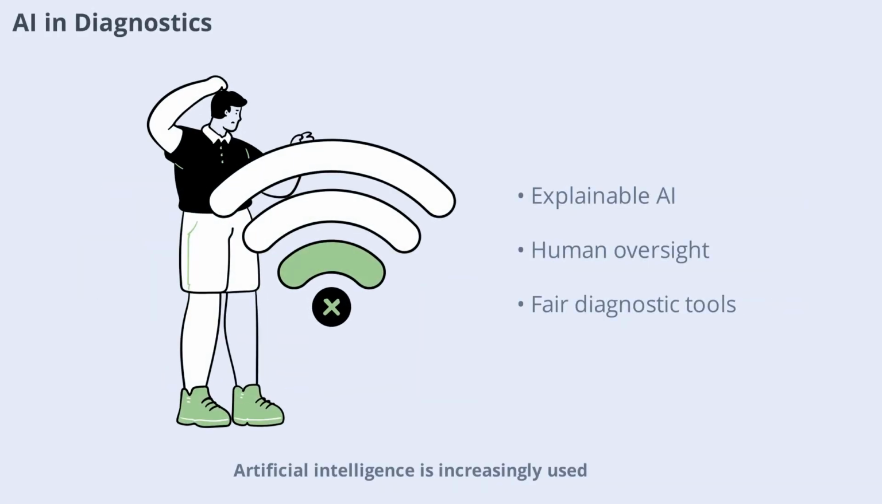Artificial intelligence is increasingly used to diagnose diseases and recommend treatments. While AI can improve accuracy and efficiency, it also raises concerns about transparency, bias, and accountability. Ethical AI in diagnostics means ensuring that systems are fair, explainable, and subject to human oversight.